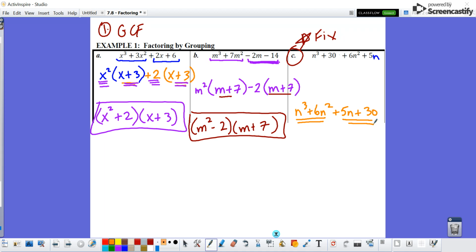The GCF is going to be n squared here. I'm going to take out an n squared, and I'd be left with an n plus 6. And again, I need that match to occur from the second grouping. So to get an n plus 6, I would GCF out a positive 5.